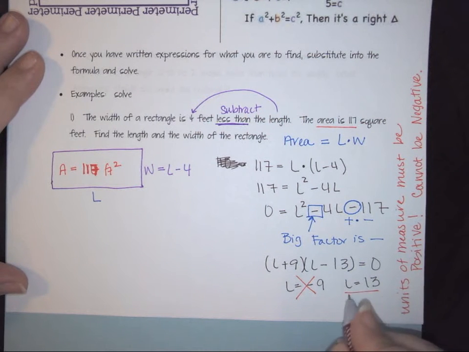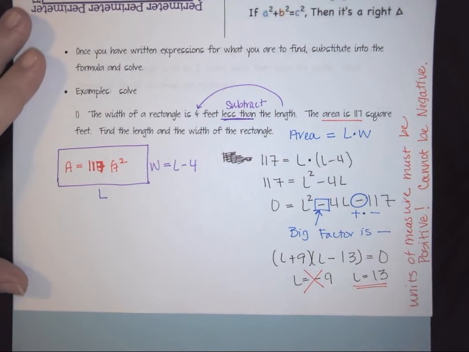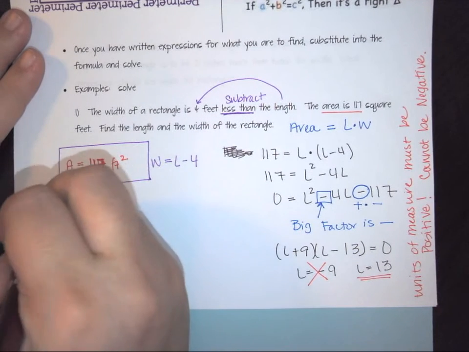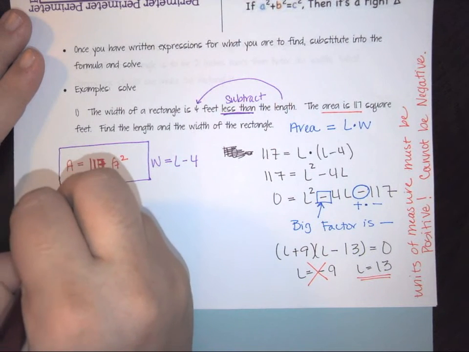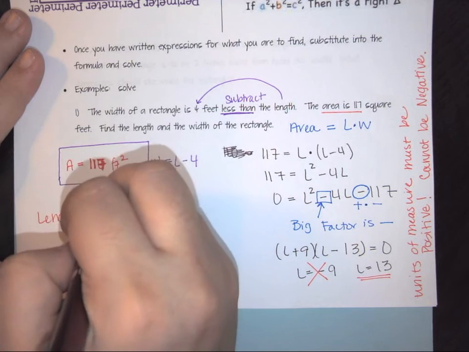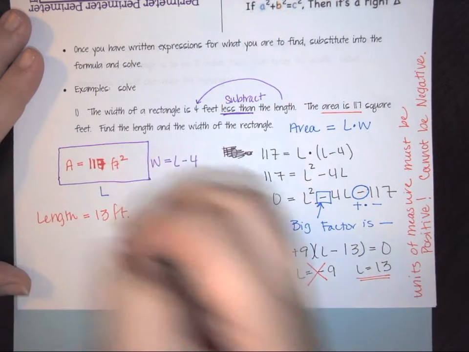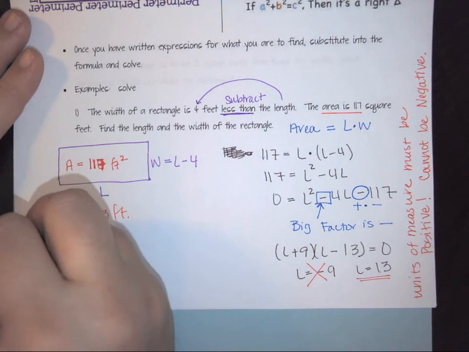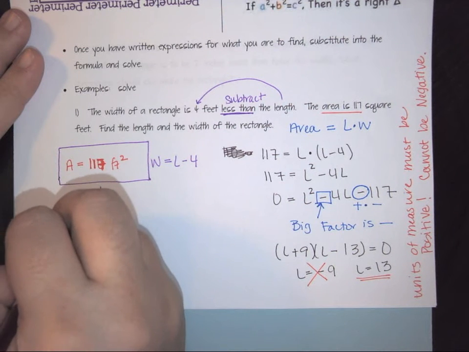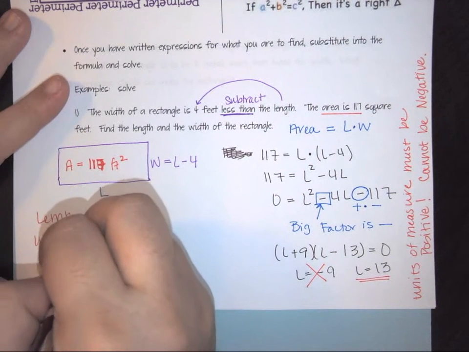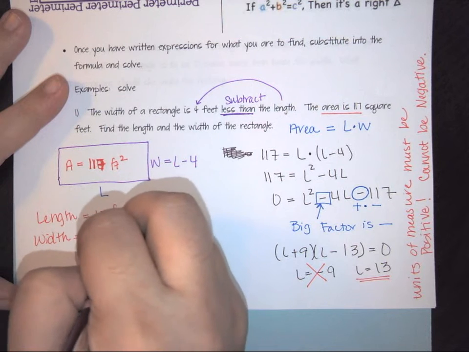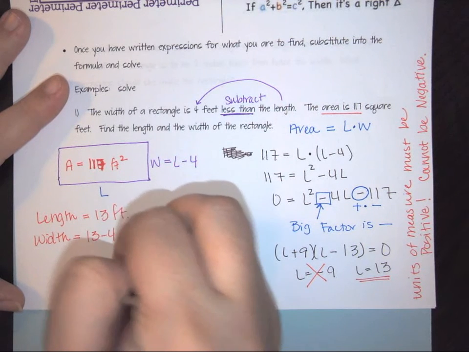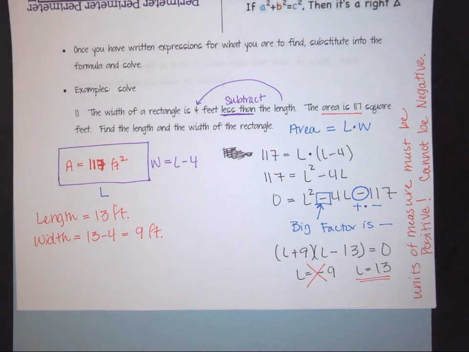So my length here is going to be 13. So that is what we found. So we found length to be 13 feet. Which means here my width is going to be 13 minus 4, which equals 9 feet. And that's all there was. We have found the length, we found the width, and we are good to go.